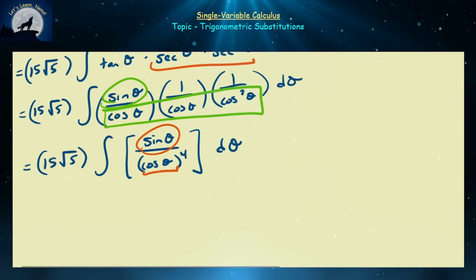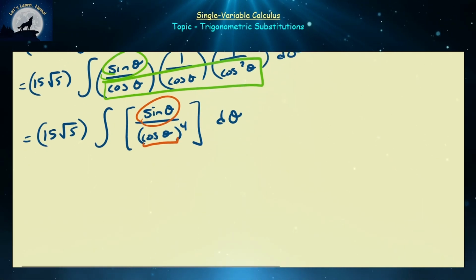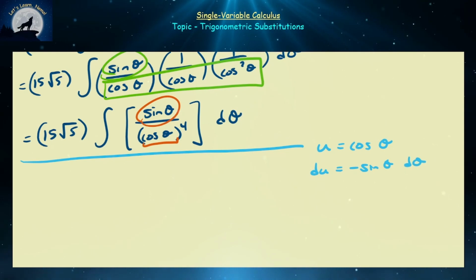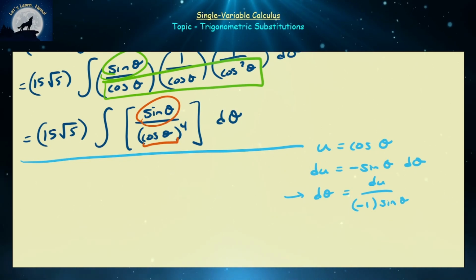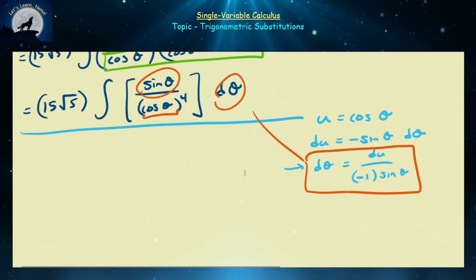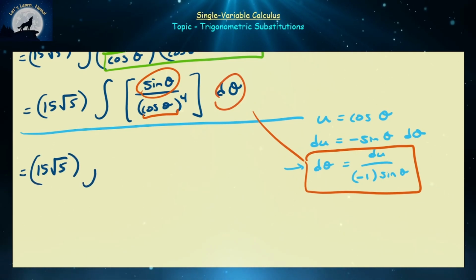So we started off with x, then we converted to theta. Now we're going to go from theta and turn it into u. So let's see what happens with that. So let's let u be equal to the cosine of theta. So du will be equal to minus sine of theta d theta. So that means d theta will be equal to du divided by minus 1 times sine theta. So there's our d theta differential for which we can replace. And then we can hopefully cancel something out. So this is going to be what? So that's going to be 15 times the square root of 5 times the integral.